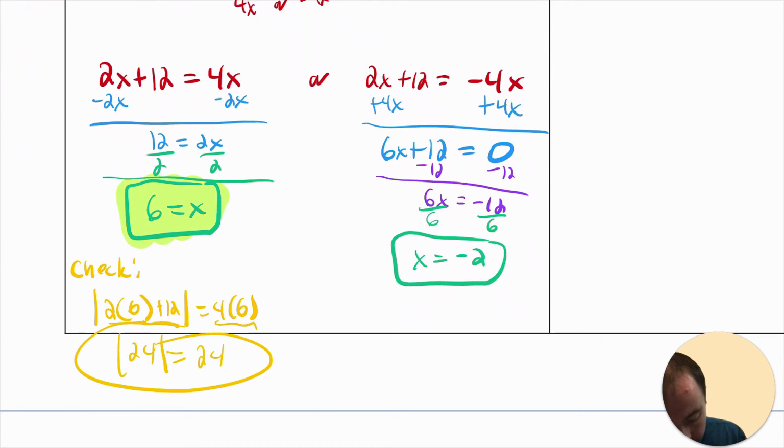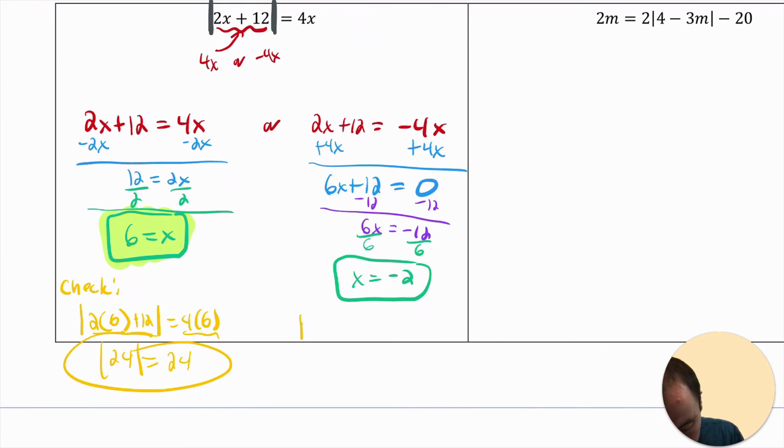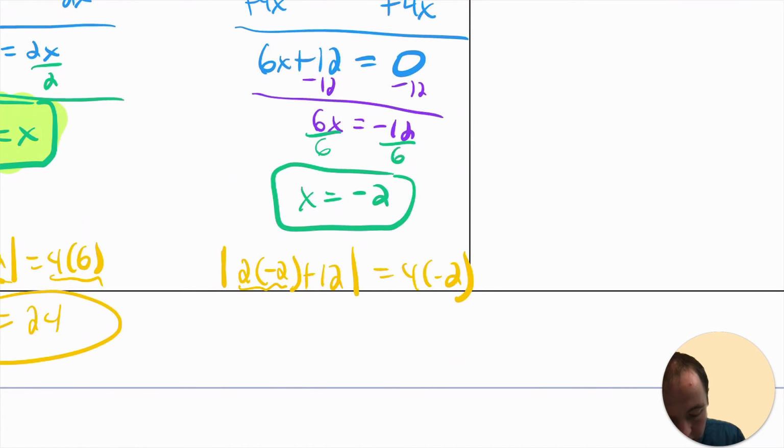And then let's check the other answer of negative 2. The original equation was the absolute value of 2 times, plug in negative 2, plus 12, equal to 4 times negative 2. Great. Okay, so that's negative 4 plus 12, which is positive 8. 4 times negative 2 is negative 8.